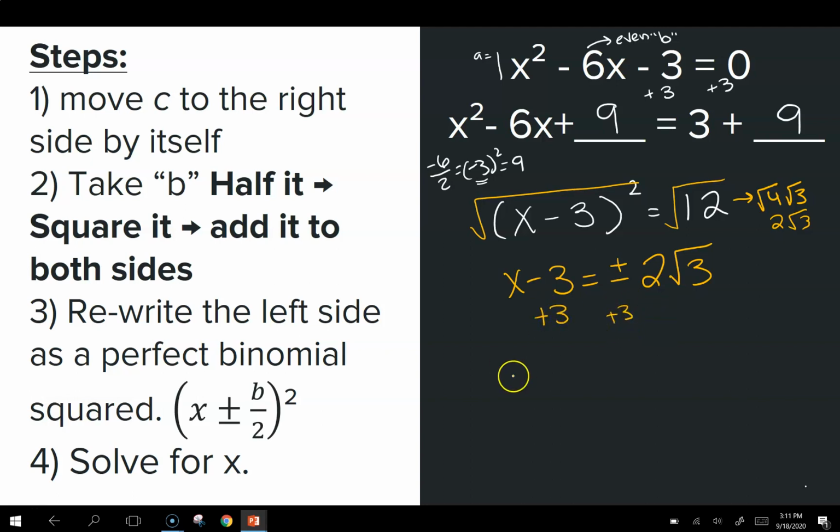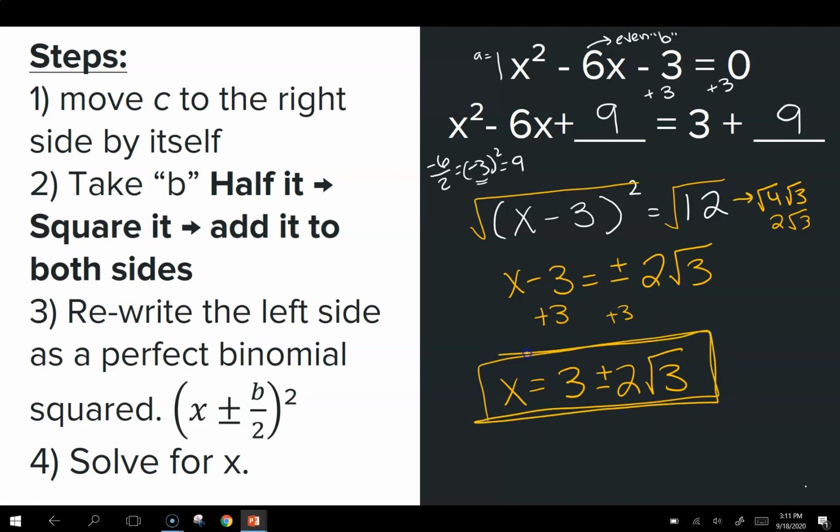3 is a constant, so it's going to be out front by itself. And then we're going to add and subtract our radical expression next to it. So our two solutions for this one will be 3 plus 2 times the square root of 3 and 3 minus 2 times the square root of 3. Okay. Remember, that is technically two different answers.